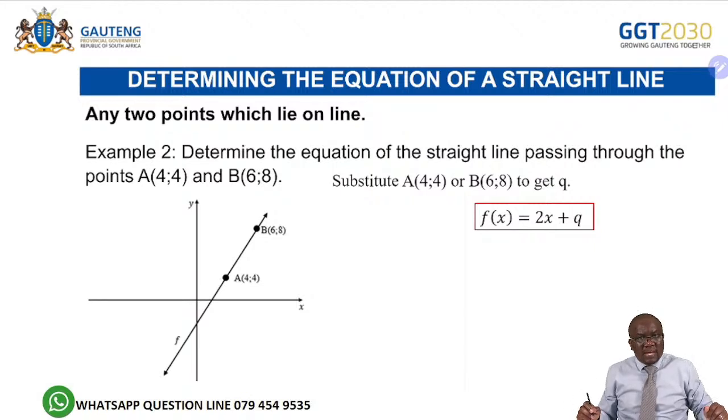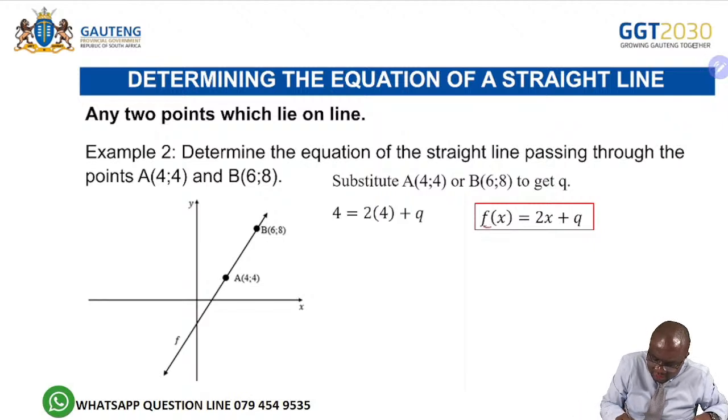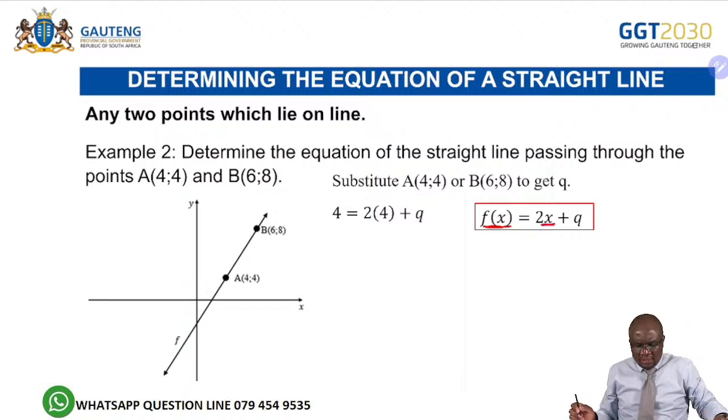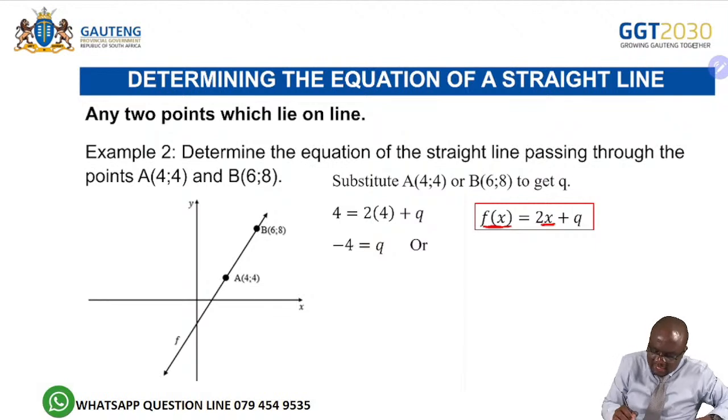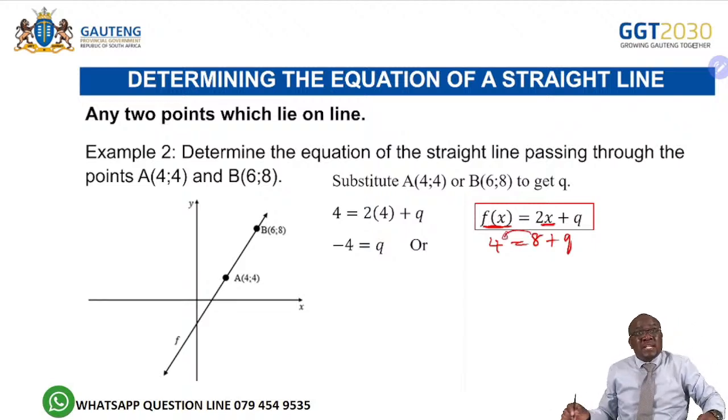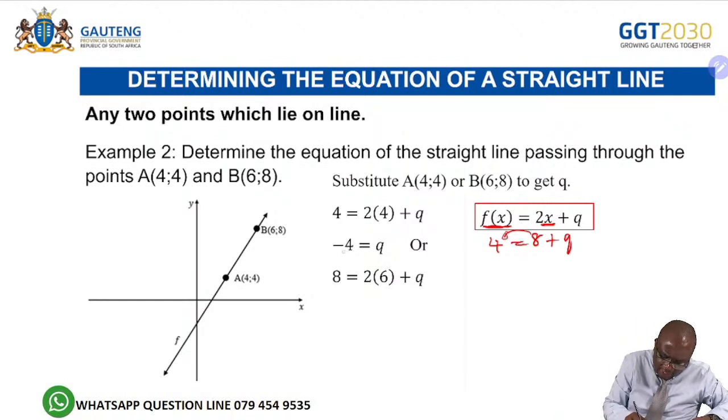Right. Let's substitute A. If I substitute A, you see that we have this. Where there's y, we put 4. Where there's x, we put 4. And then we solve for q. So it's going to be 4 is equal to 8 plus q. Let me just write it. 4 is equal to 8 plus q. Then we transpose the 8, becomes 4 minus 8, which is negative 4. And then it means the q there is negative 4.